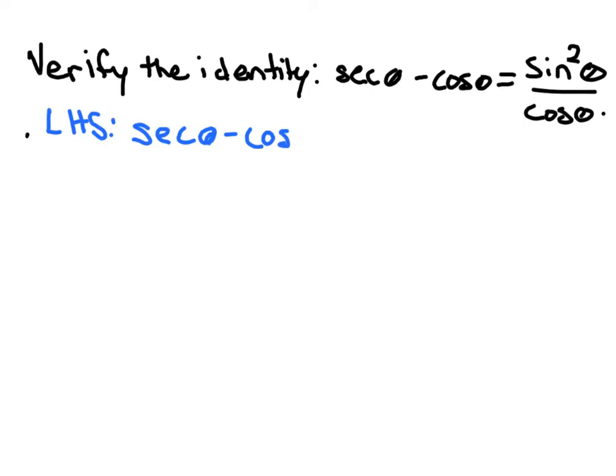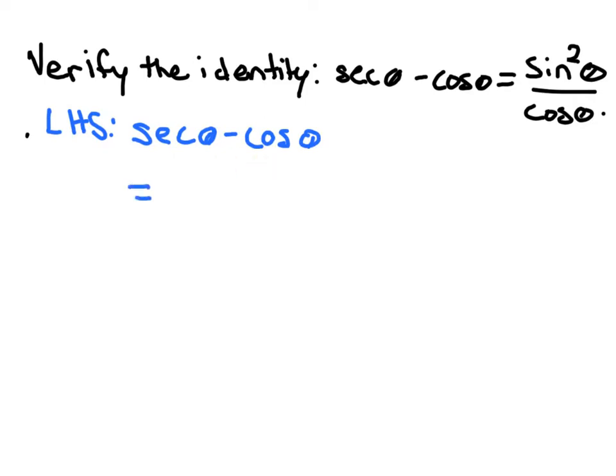cosine theta. My task is to rewrite this and show every step of how this works. Rewrite it so that it turns into sine squared over cosine theta, showing every single step along the way. So what I would note first, if I'm trying to transform this into this, is that there's no subtraction over here. So I need to actually perform the subtraction over here on the left side.